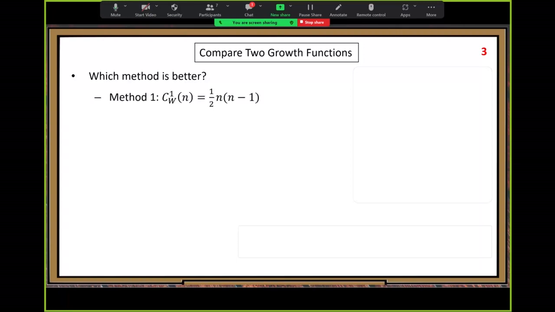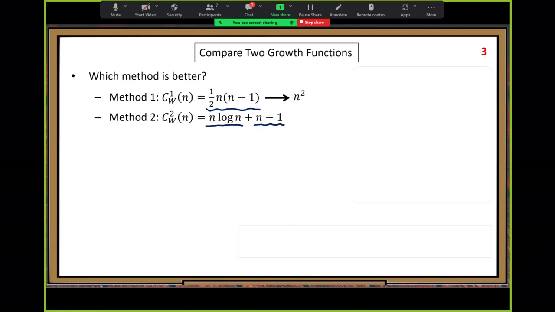In the first method, we just look at the worst case efficiency function. For the second one, there are two parts of work we need to do. The first part, organize the data, we need n log n. And the second part, we do local comparisons, adjacent comparisons, so we need n minus 1 comparisons. Which one is better? For the first function, after 2 rounds of simplification, we get n squared.